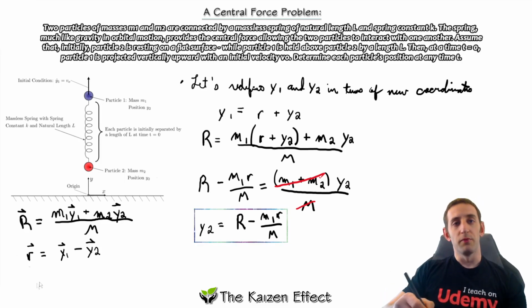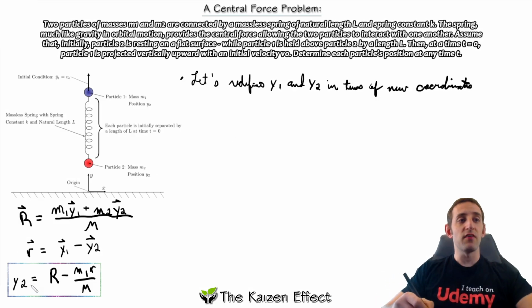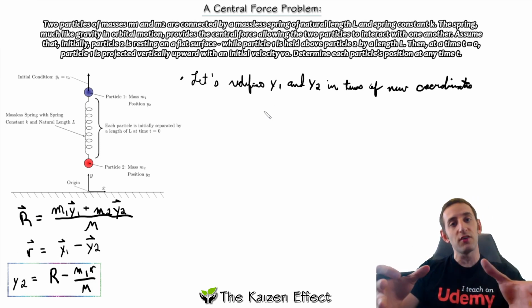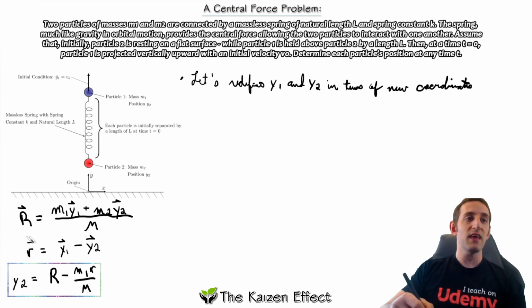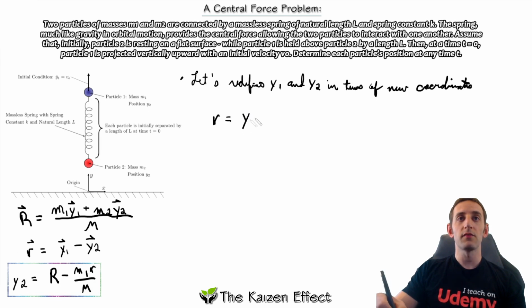And then we're going to bring it down here. Okay, so now that we have this y2 defined, all that's left is we need to define y1 in terms of little r and big R in order to complete that map, that transition over to these new, more efficient coordinates. So what we're going to do is basically take this and plug and chug. So we know that r is equal to y1 minus y2. So I'm going to put in the result we just generated, which is minus big R minus m1 r over big M.